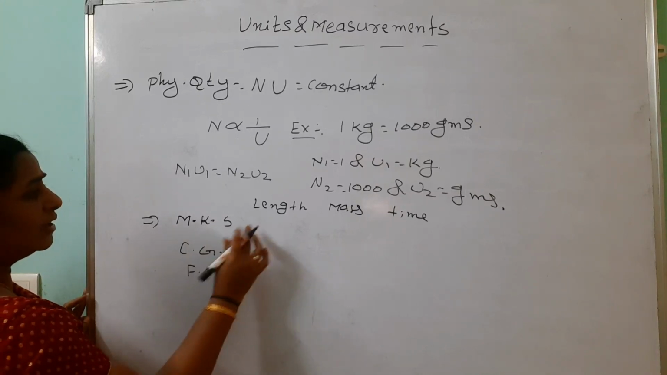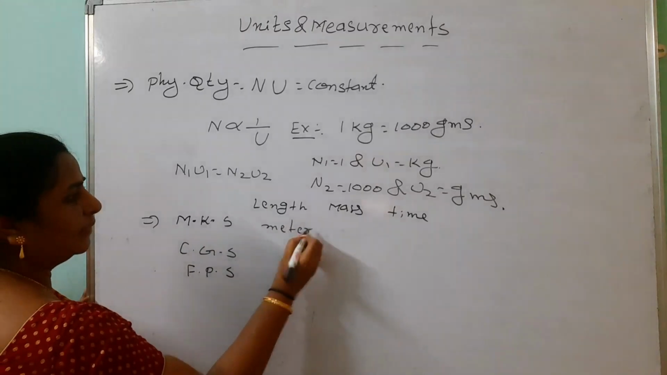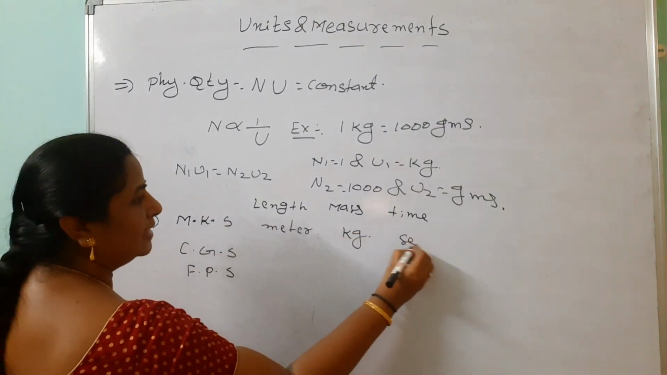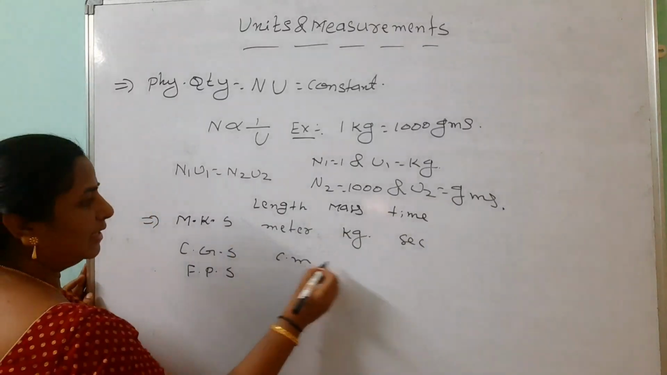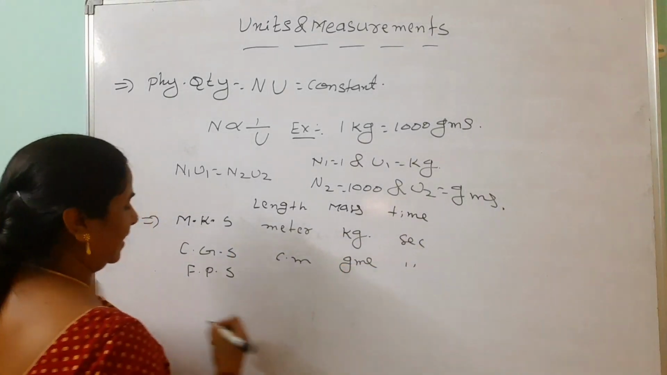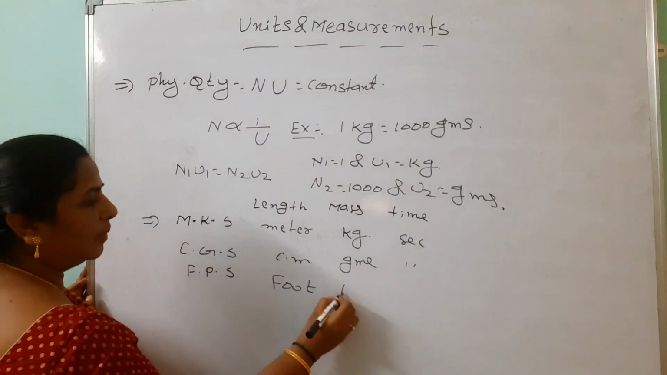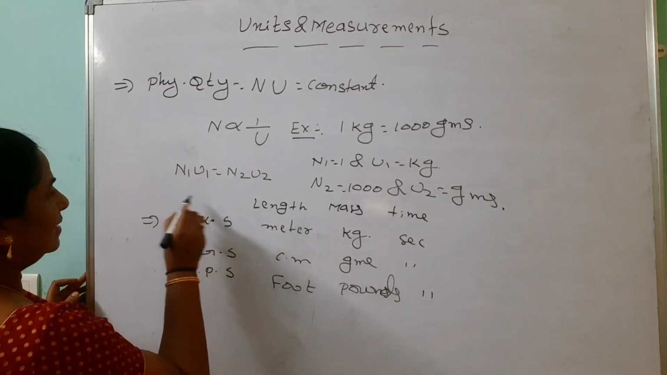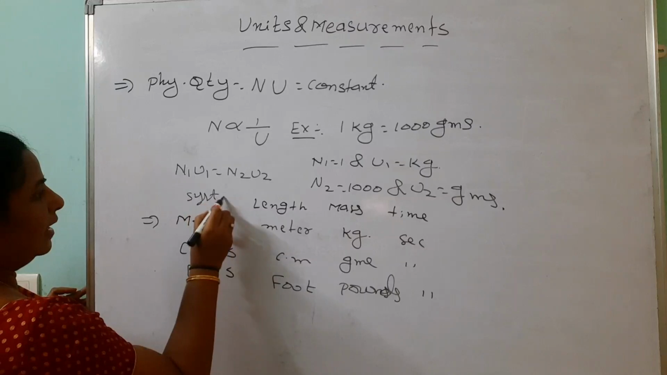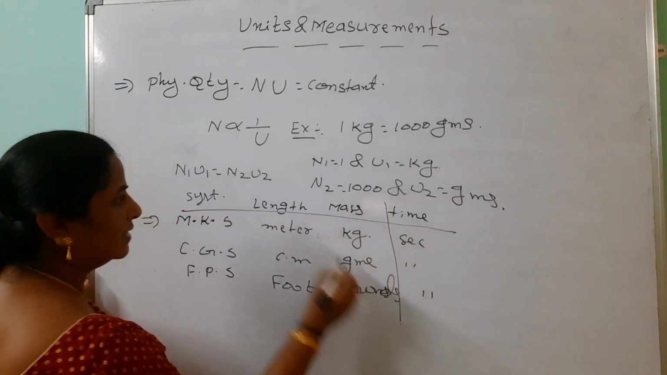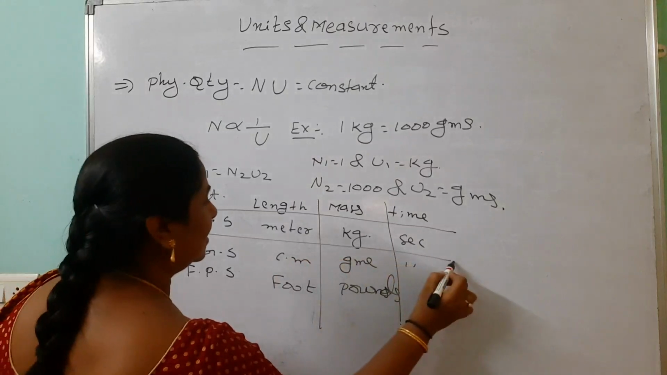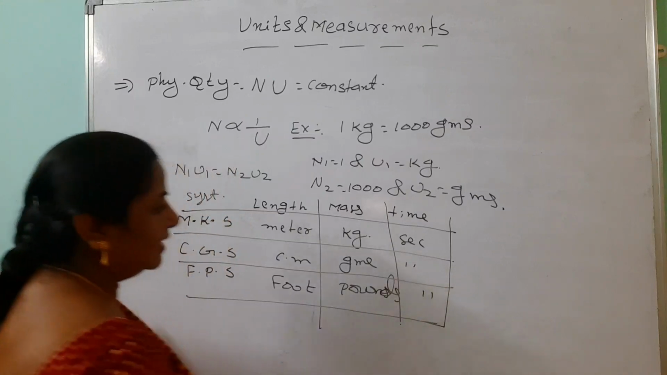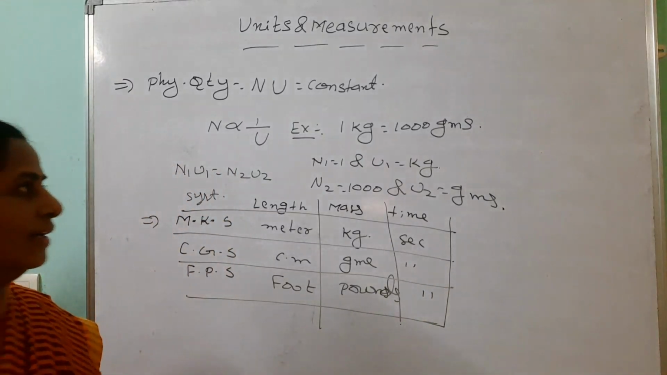In MKS, M belongs to meter, we measure length in meters. K belongs to kilograms, mass is measured in kilograms, and time is in seconds. Like that, CGS is centimeter, grams and the same seconds. Then FPS is foot, pounds and seconds. So previously they followed these three systems, but now there are four systems to measure physical quantities, and one more is there, that is called the SI system.